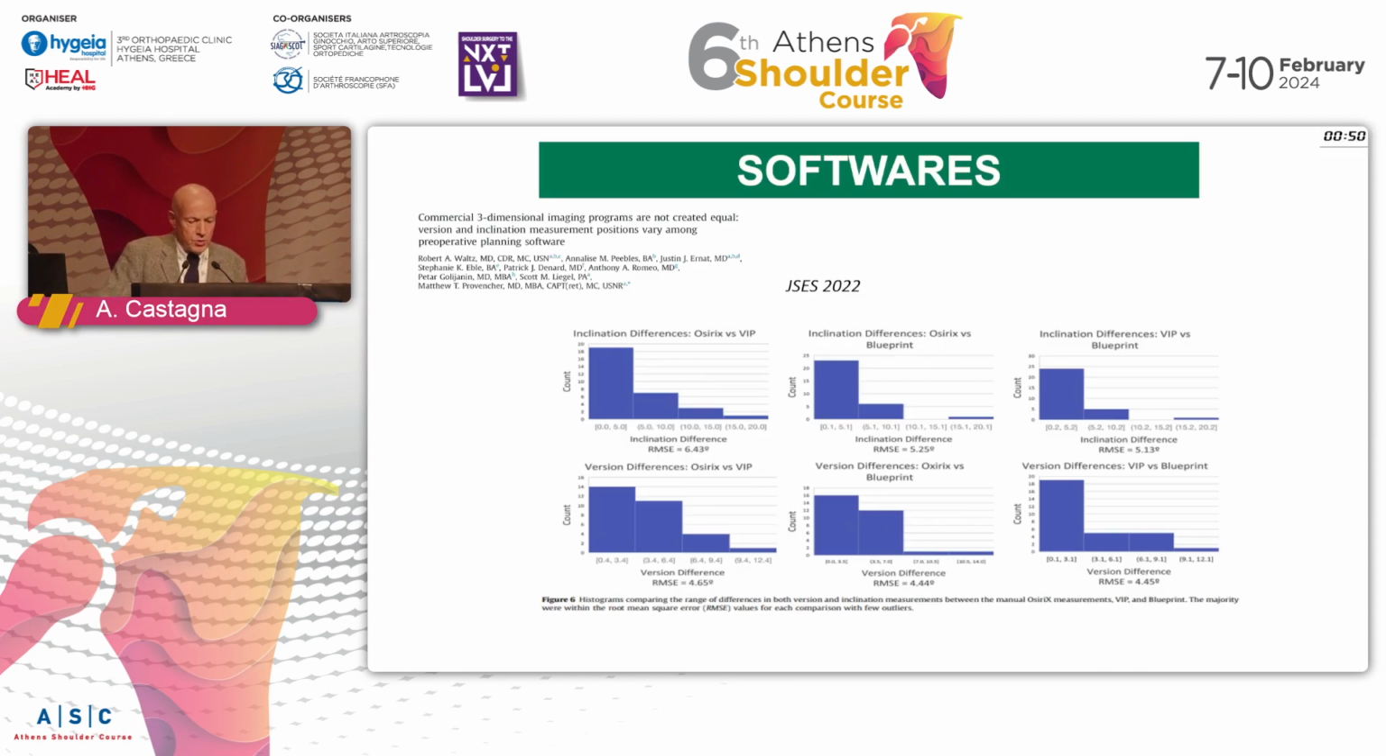This is a paper, 2022, comparing the differences from Osiris evaluation and the three most famous, let's say, systems for planning, the VIP, Blueprint, and comparing the data. And you see that these systems are providing numbers and results that are statistically different from the Osiris system. So let's say that commercial 3D imaging programs are not created equal. So the machine is doing what we teach the machine to do. And this is something, of course, understandable, but we need to keep it in mind.